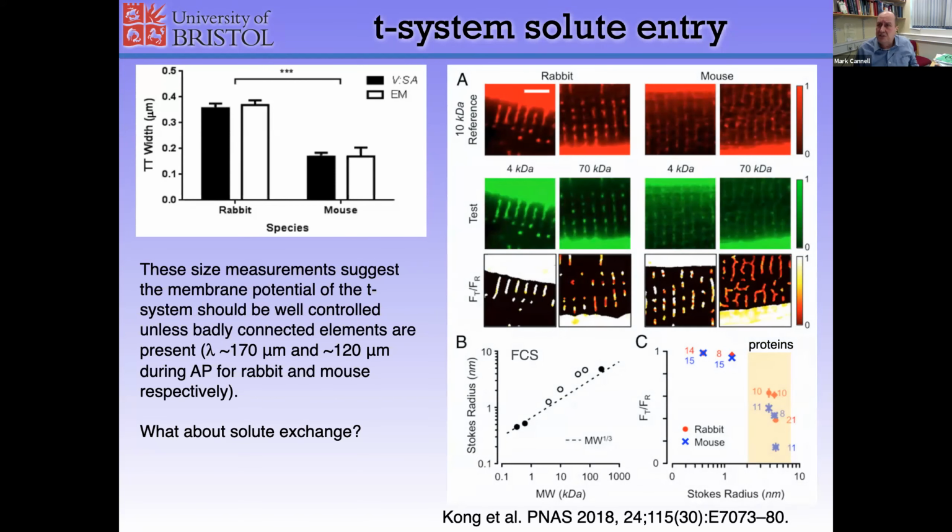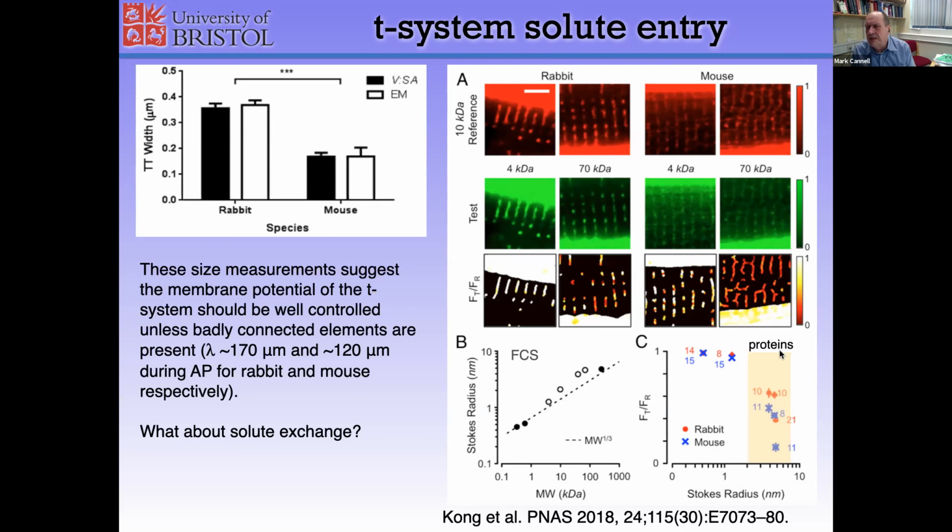But what about entry of solutes? Well, we can use the same trick. We can put the cell in different molecular weight solutes. We can calibrate the size of those solutes using fluorescence correlation spectroscopy, and that's shown in this lower graph. And we can look at how well they go in. And the surprising thing was that low molecular weight solutes go in quite well, but we appeared to get a cutoff at higher molecular weights around the size of proteins.